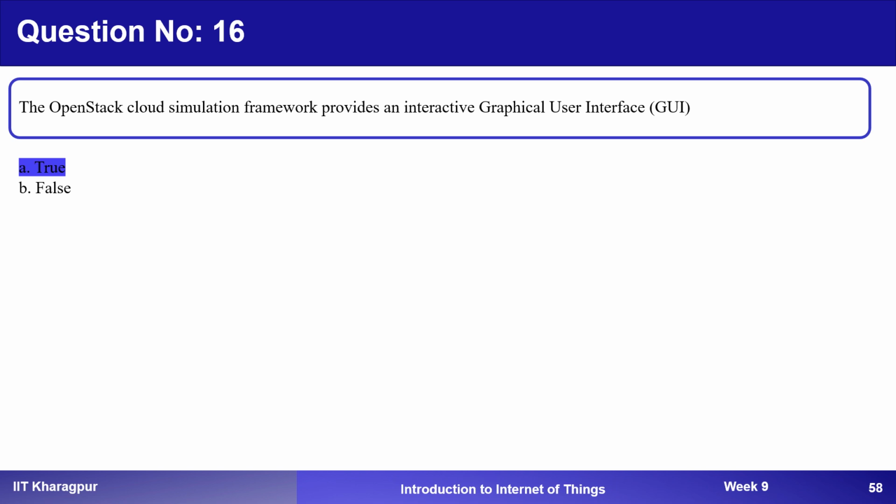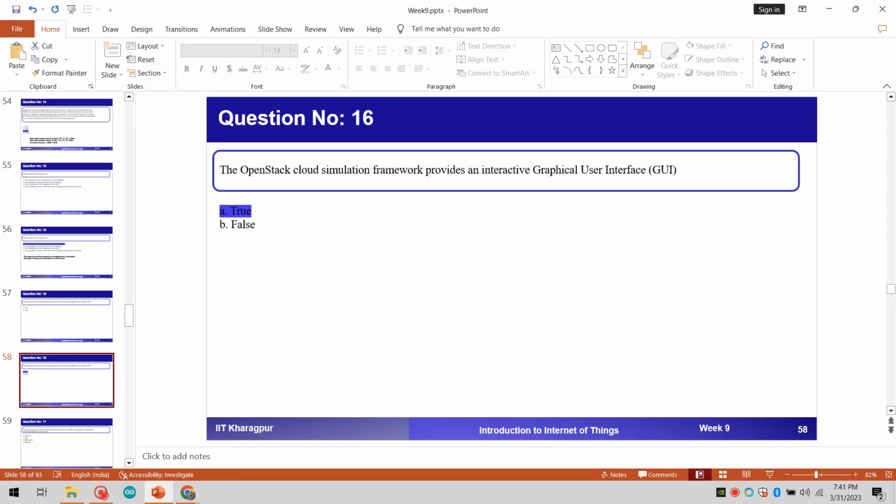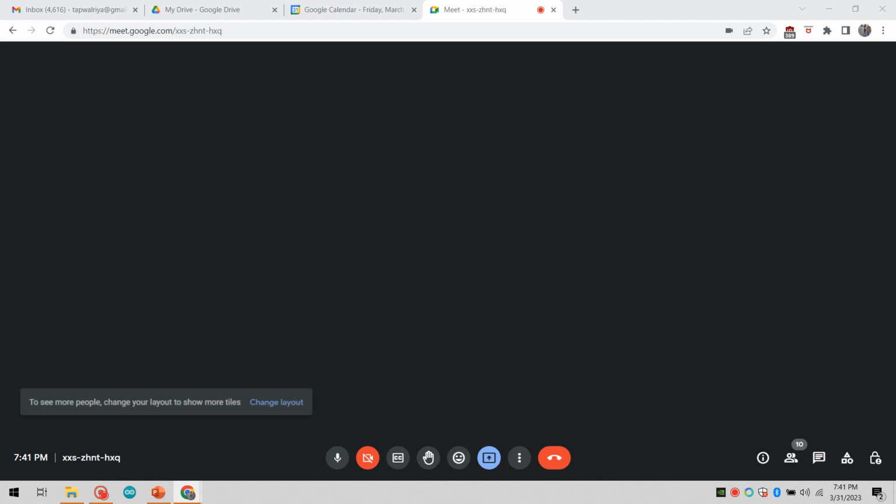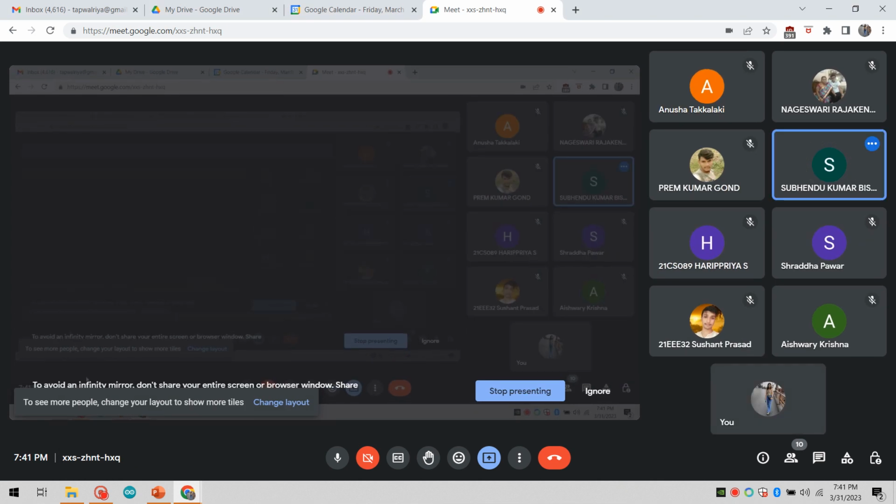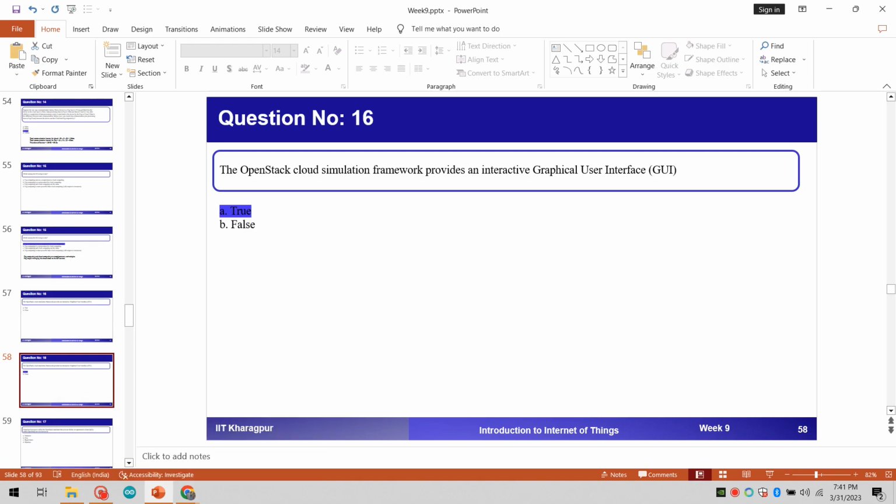Ma'am, I can understand, ma'am. I'm not getting it. Your voice is breaking. Can you please repeat? Basically, there are different components of OpenStack. One of the components is Horizon, that is the graphical user interface of your OpenStack. So I was asking the name of that graphical user interface. So the name of the graphical user interface for OpenStack is Horizon.